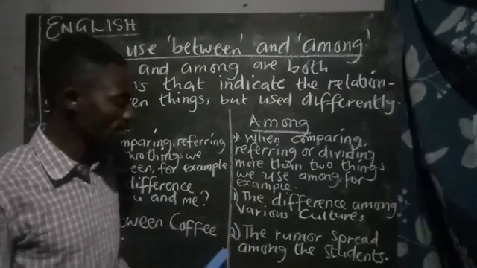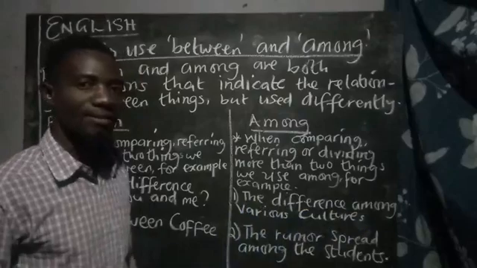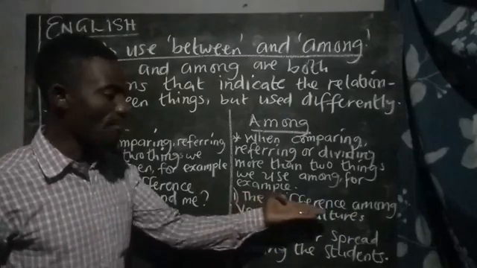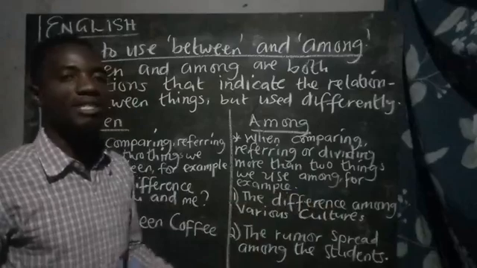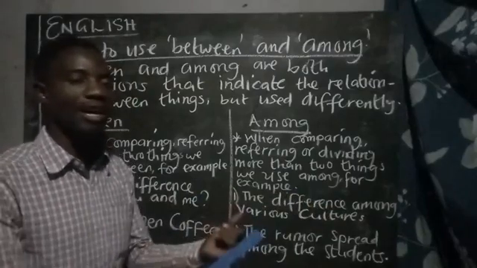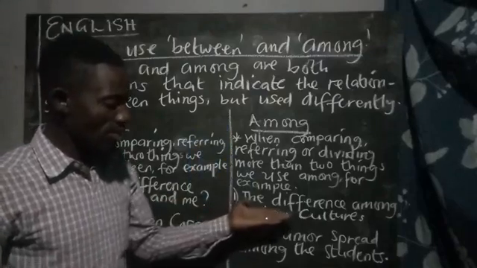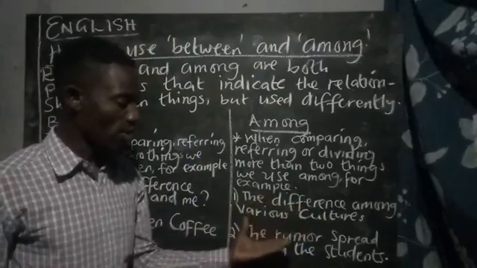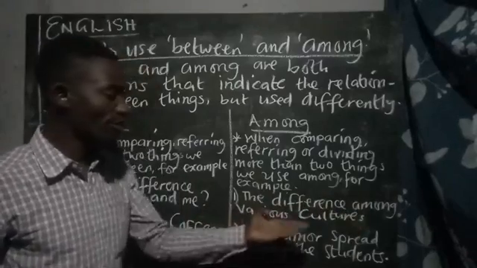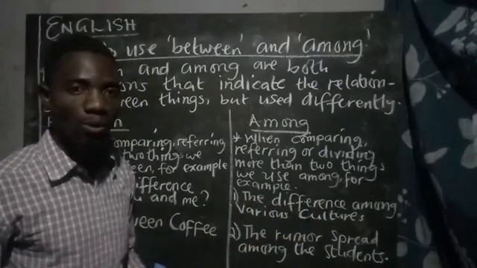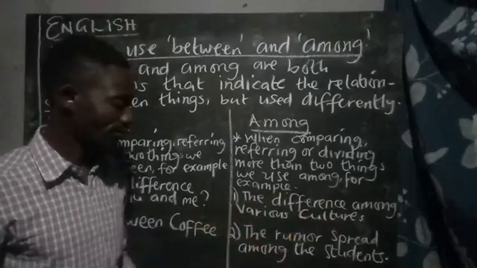The first example says the difference among various cultures. Why have they used the word among? It's because there are a lot of cultures. We don't just have one culture or two cultures. No, we have more than two. So meaning we are referring to more than two. That's why we've used the word among. We cannot say the difference between various cultures. No, but the difference among various cultures.